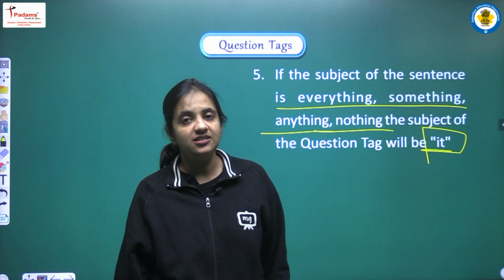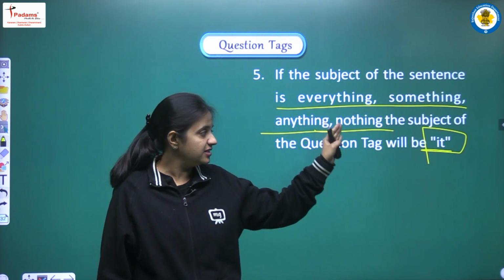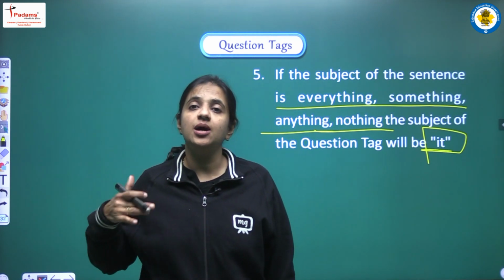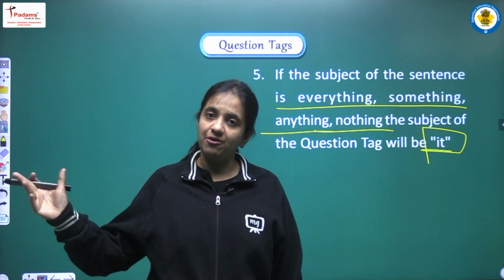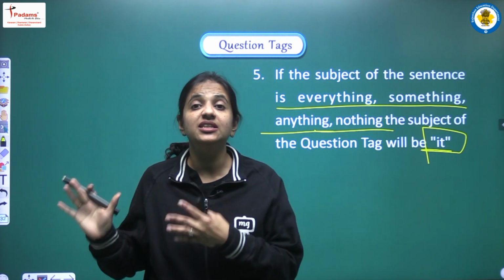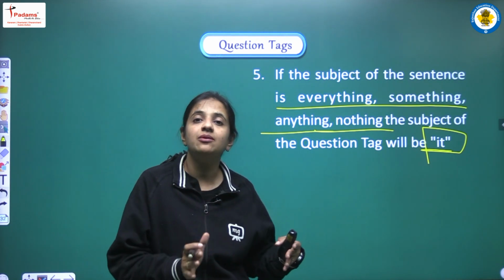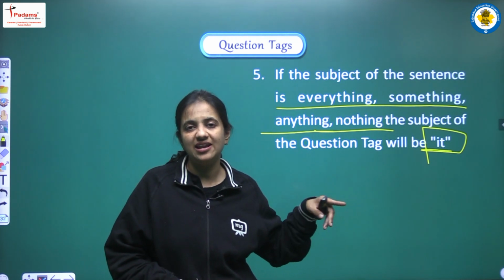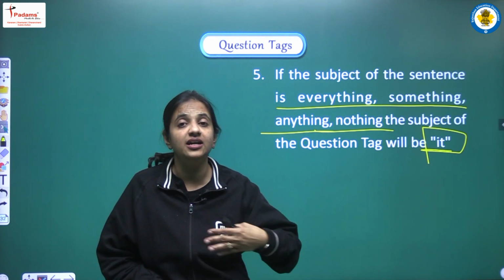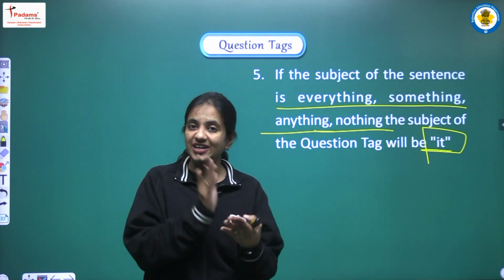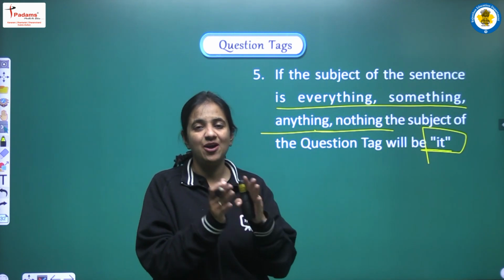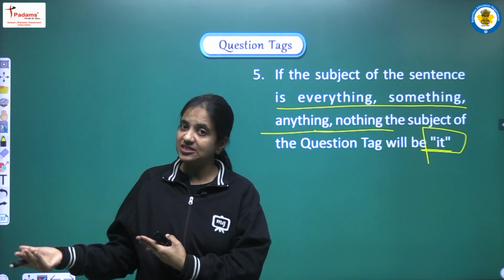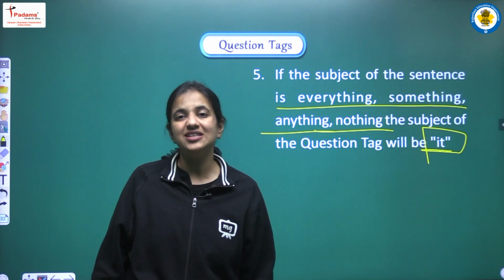Okay, so just clear this thing: if we are having somebody or someone, you can say everybody, everyone, then we have to use they. But if we are having something, if thing is there, then we have to use it. We can have something, everything, nothing, anything. So if thing is associated with these words, then we have to use it. But when someone, somebody, such words are there, then we have to use they.